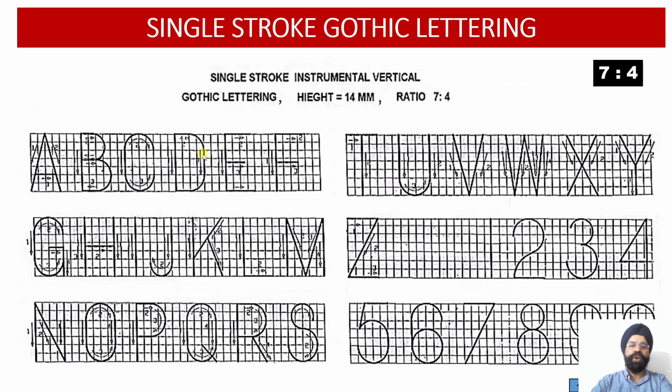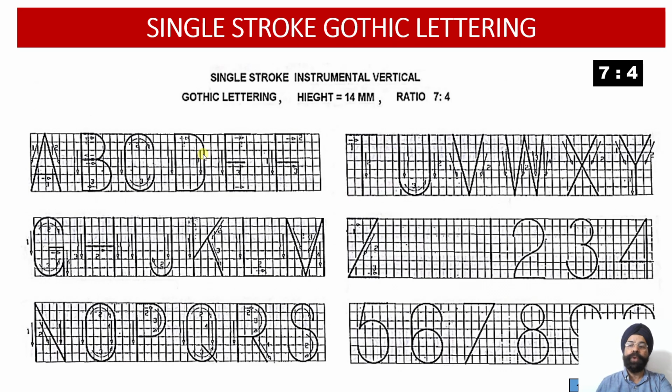So let us see how we write all these alphabets onto our graph sheets or even on our drawing sheets without any support. This is the basic pattern which we are going to follow to write down different alphabets as well as numerals onto our drawing sheet. Here we are going to follow the Gothic style. Gothic style means the ratio of height to width is going to be 7:4.